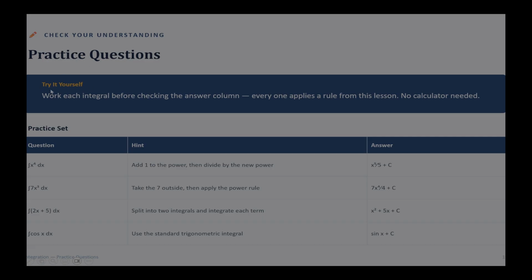Now, a practice question. Try it yourself. Very important: work through it before checking the answer. Everyone, apply a rule from this lesson. No calculator needed. The question here has a hint on how to add up. The answer is here; this is very simple.